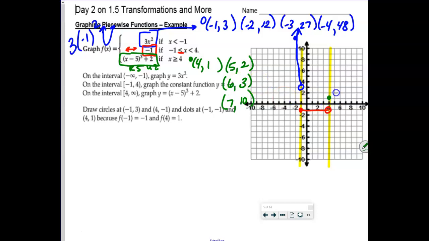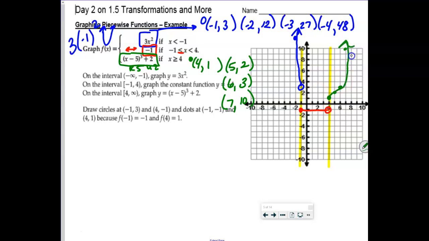5, 2, regular point. 6, 3, sure. And if this is all you graphed for me, you'd probably be deceived into thinking it was a ray. But it's not. You guys told me it was a swoopy swiggle, also known as a cubic. All right, 7, 10. There we go. Now we can see a little better picture of this.